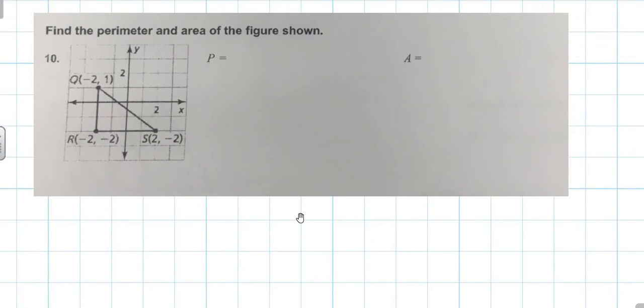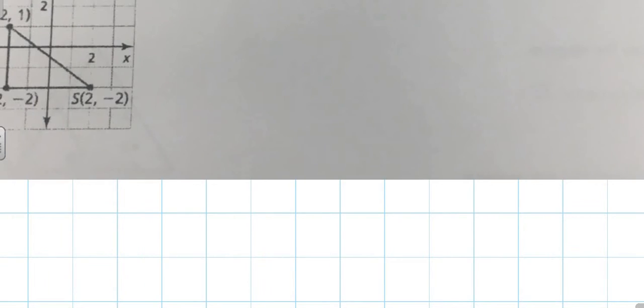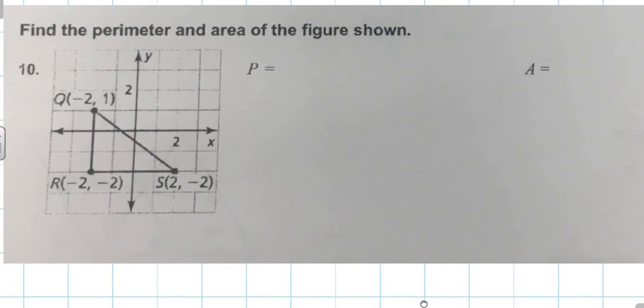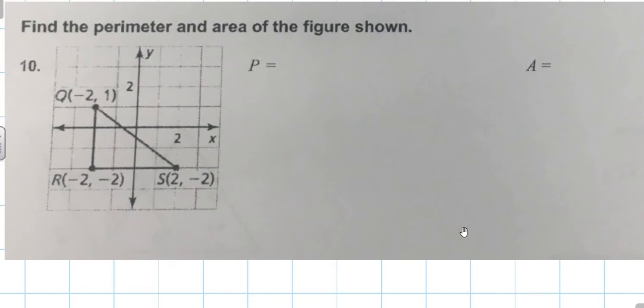All right, question number 10. It wants us to find both the perimeter and the area of the figure shown. Perimeter and area. Let's just trace what this is going to look like. Perimeter means to go all the way around and just add up those side lengths. Area means I want to find the inside area, like finding the area of a carpet in a room.